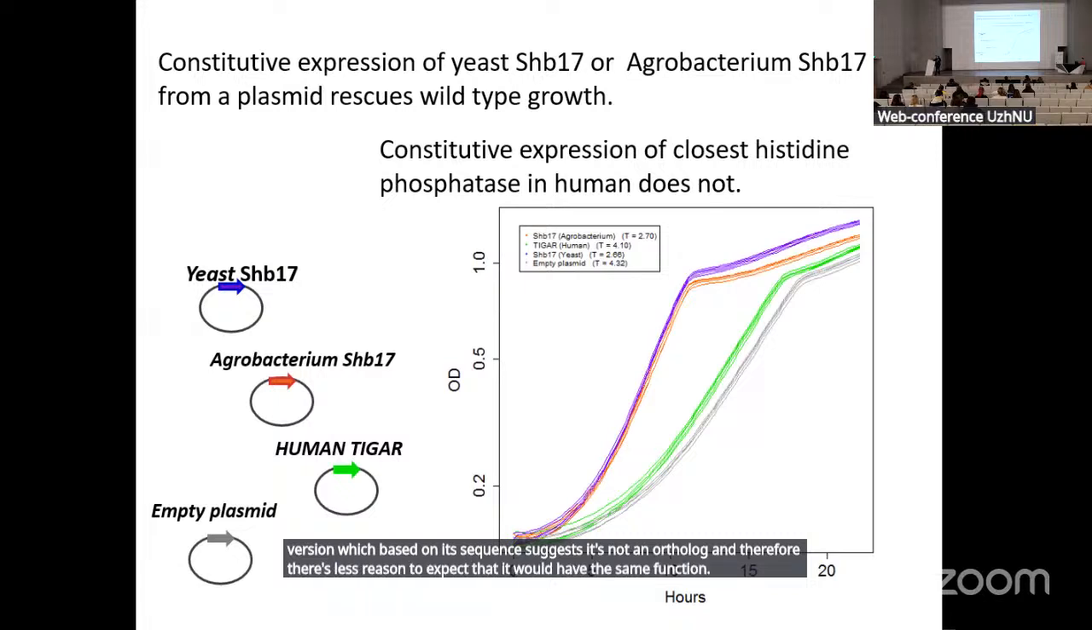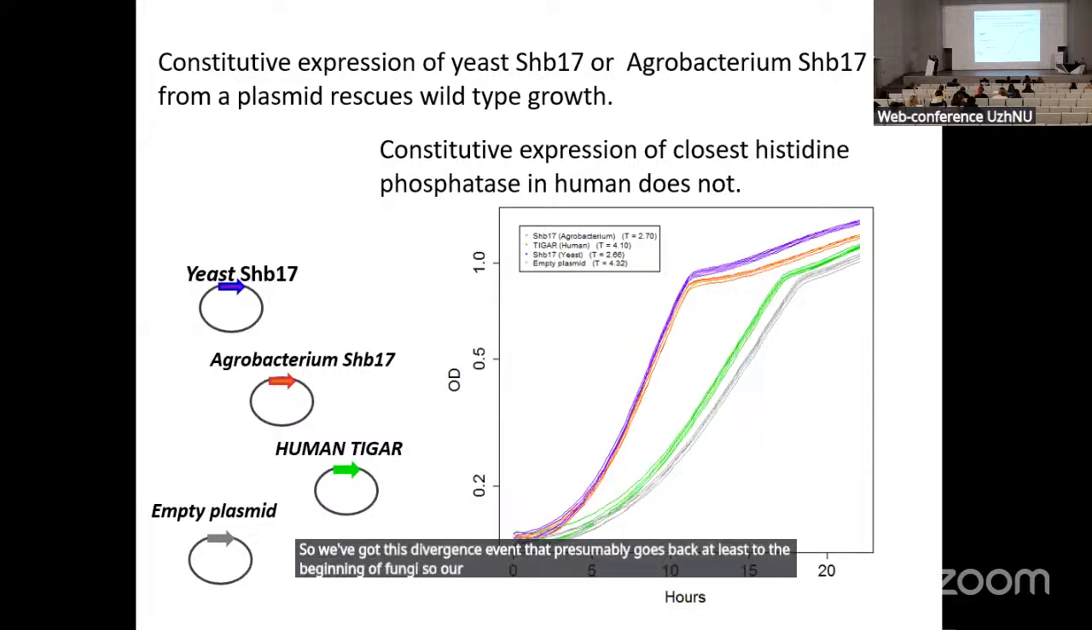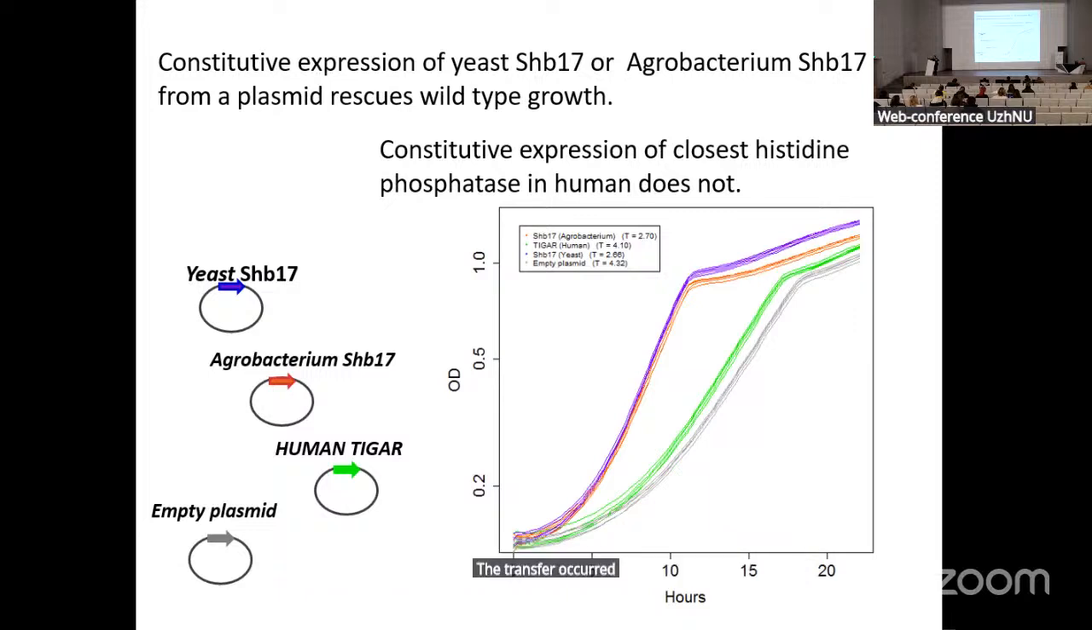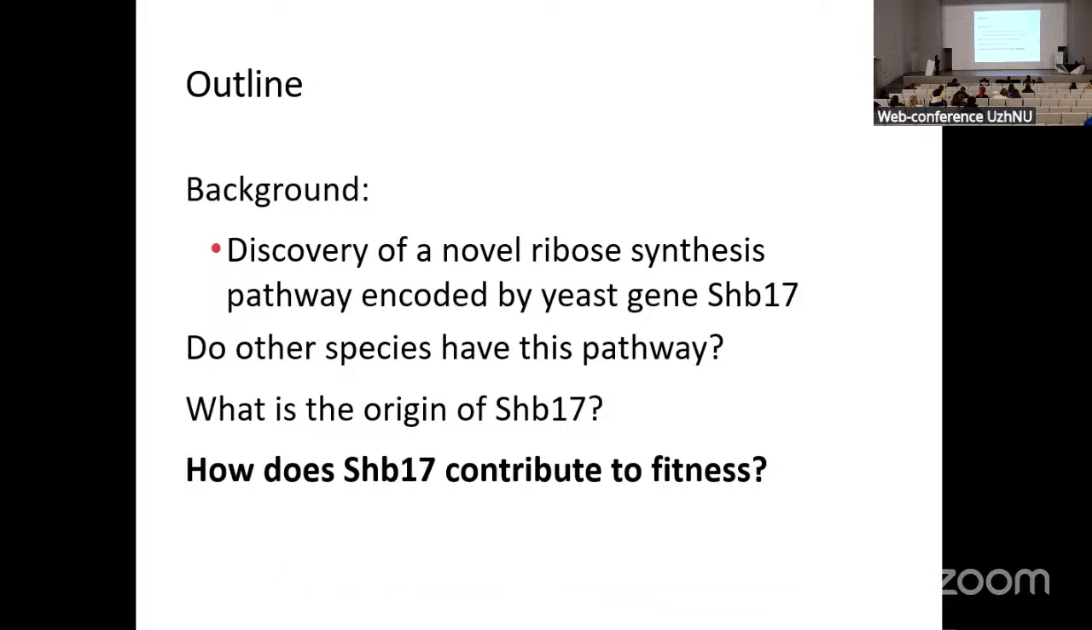So we've got this divergence event that presumably goes back at least to the beginning of fungi. The transfer to the higher fungi occurred before the separation of basidiomycetes and ascomycetes. So it's an old transfer, and yet the gene from Agrobacterium can replace the function when we put it into yeast. So we've got information about which species have this pathway. We've got information that suggests the mechanism by which it could have been acquired by horizontal transfer.